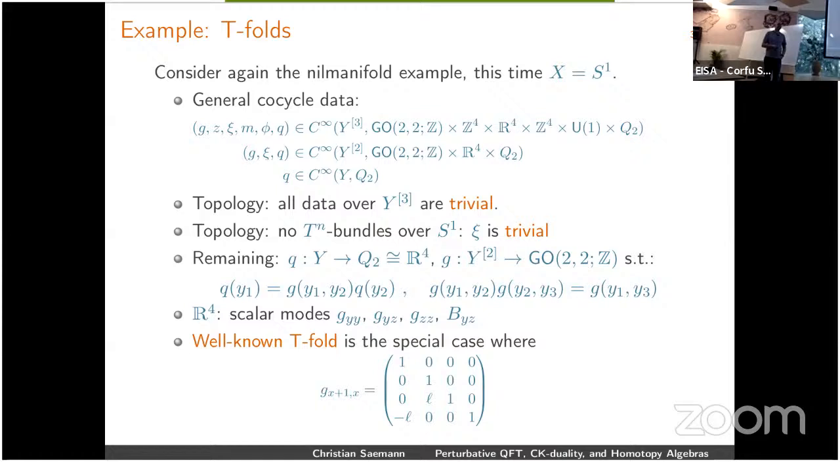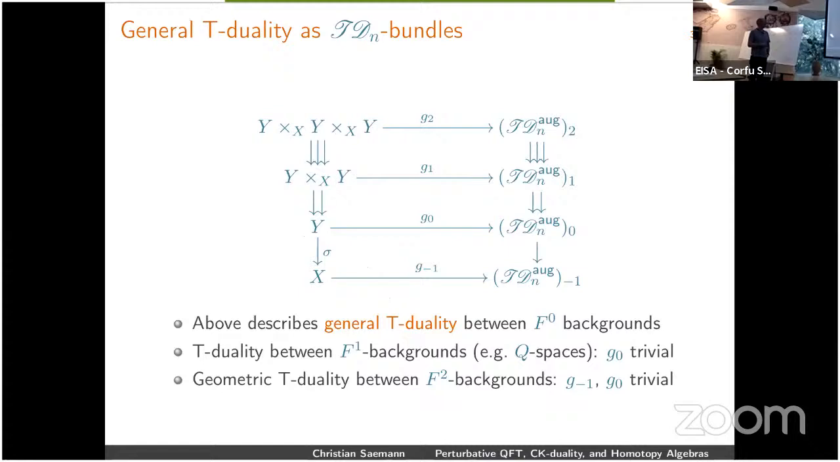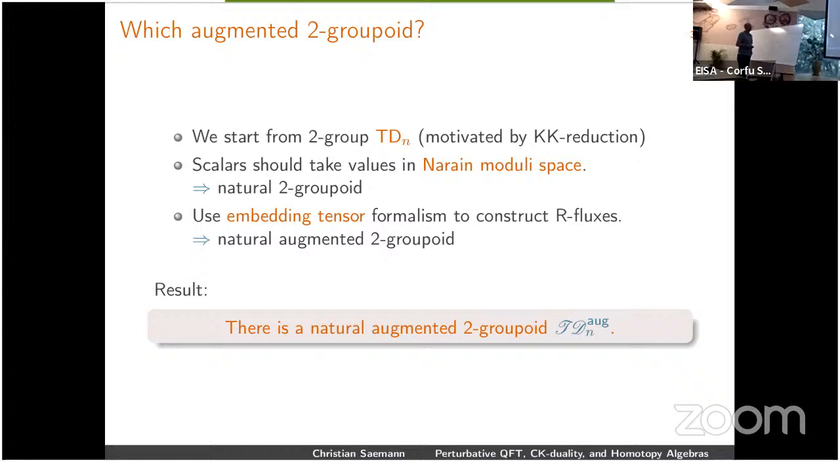I definitely agree. And I have a very short question. You were very fast on a slide concerning the embedding tensor. Can you say a little bit more? Yes. Because that I know from supergravity. Yes, exactly. Essentially, what you want to do is you want to construct the generalized tangent bundle. You want to know where your zero forms, one forms, two forms, and all of them live, right?